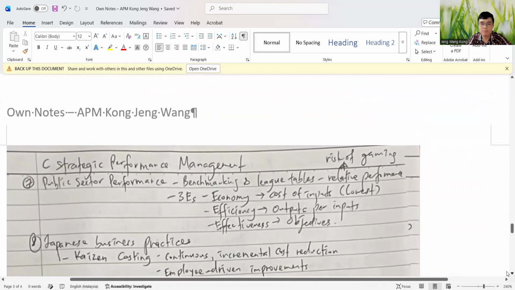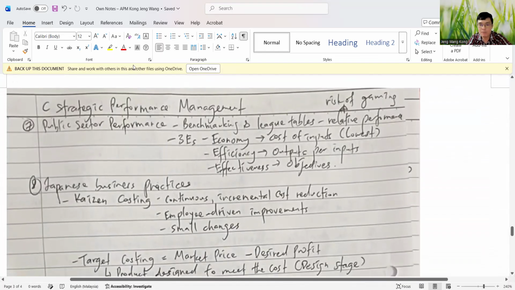Okay, this one is public sector performance. We have benchmarking and league tables, but there is a risk of gaming relative performance because this one is very subjective. Three Es are a very important one: economy, efficiency, effectiveness. Economy is the cost of inputs, low cost. Efficiency is based on output per input. Effectiveness is achieving the objective.